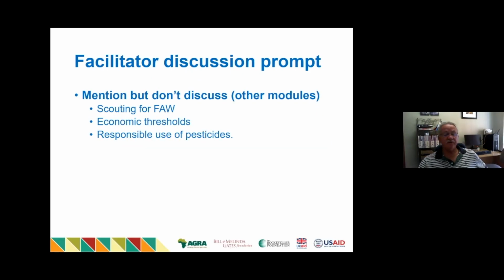So that takes care of our module number 2 on biology and identification. And there are several other modules to follow. You don't have to discuss this with the farmers, but please mention it to them. Other modules about scouting, about economic thresholds and the responsible use of pesticides. And that is all based on good understanding of biology and identification of damage symptoms. So thank you very much. I hope you learned a lot from this presentation and that you can convey these messages to farmers.